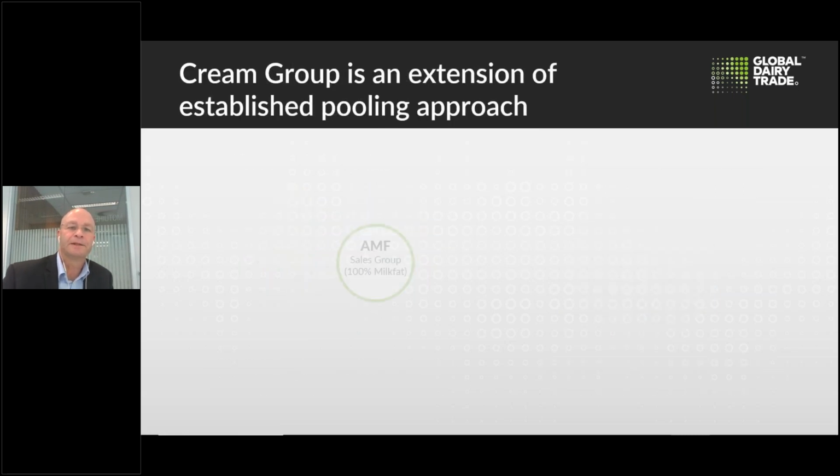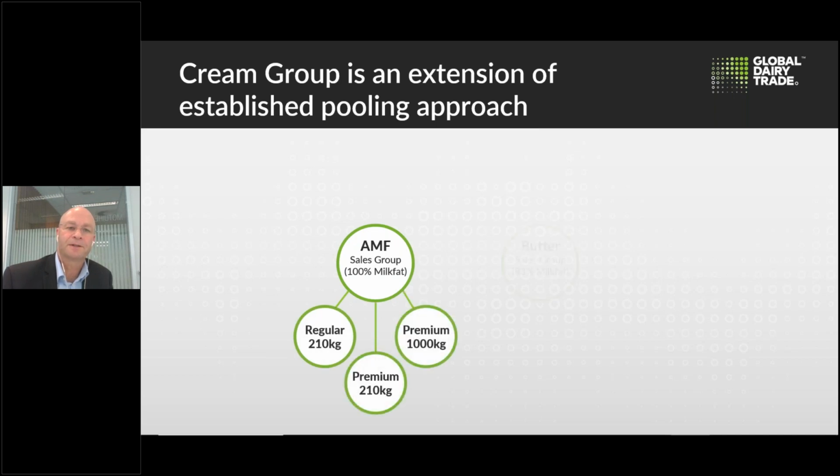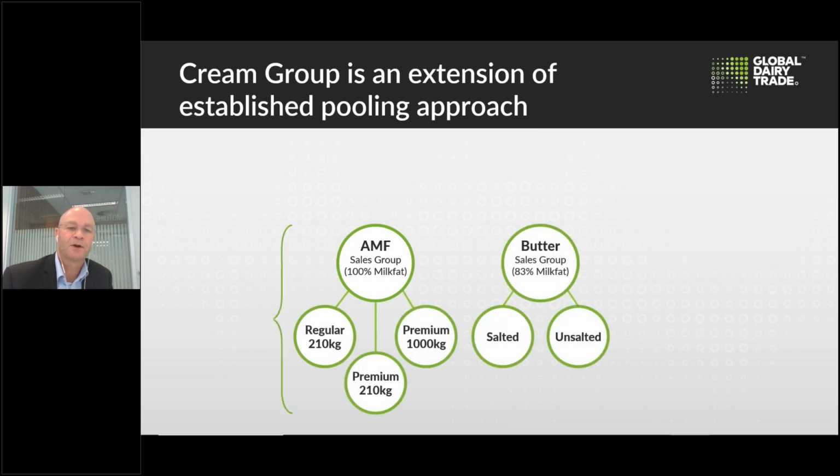So the cream group then is an extension of our established pooling process. We've always had what we call sales groups. I've talked about whole milk powder. We've got, say, AMF as a sales group here that has 3 products: the regular product, the premium 210 kg, and the premium 1000 kg. So that's a sales group that aggregates across individual products. And similarly for butter, we have the salted and the unsalted versions. So these sales groups, as we call them, have been part of GDT right from the start.